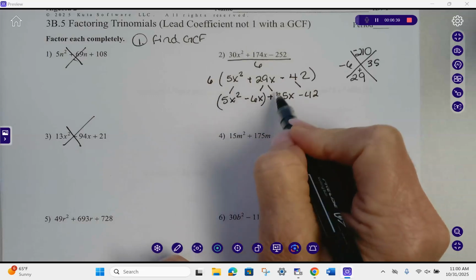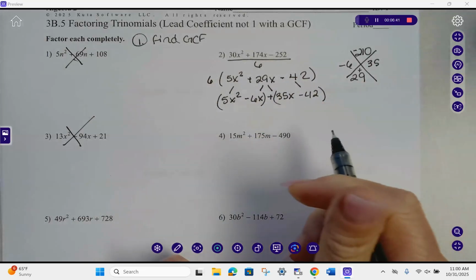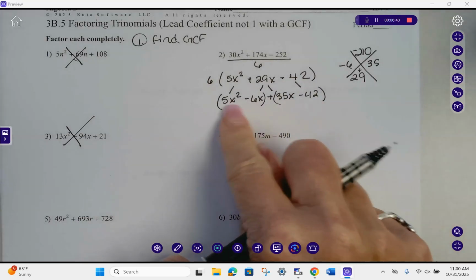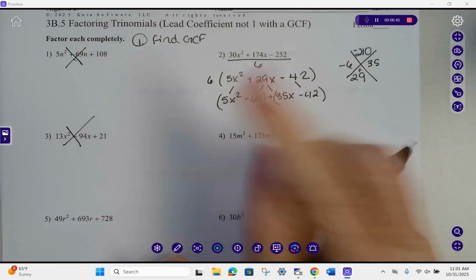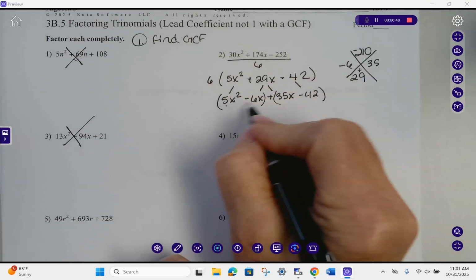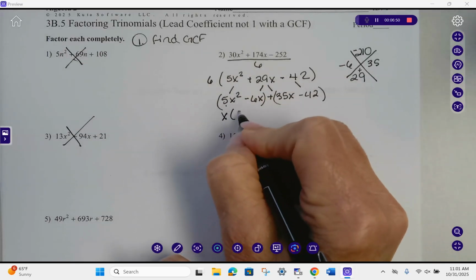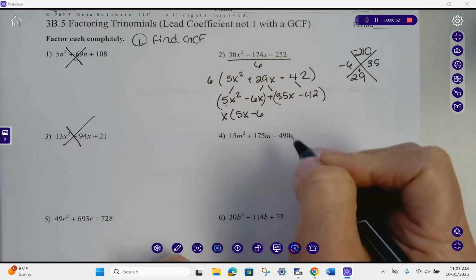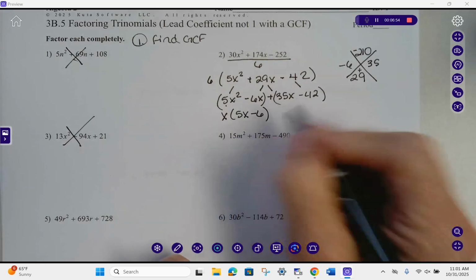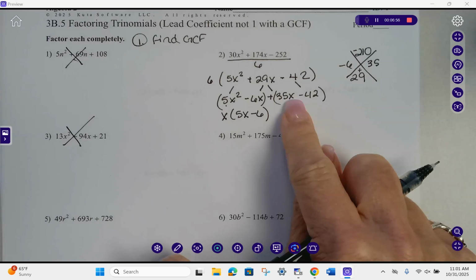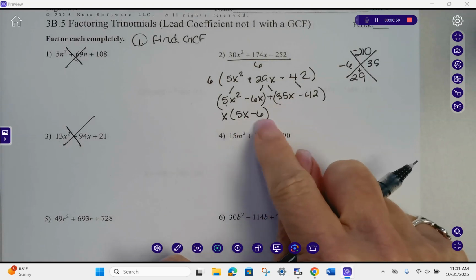We're going to group it. The rest is just like everything else we've done. What's your greatest common factor? No common factor for 5 and 6, but we do have an x in common. That's going to leave me with 5x minus 6. When I take out my greatest common factor here, I should be left with 5x minus 6.